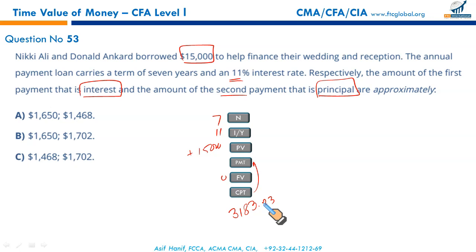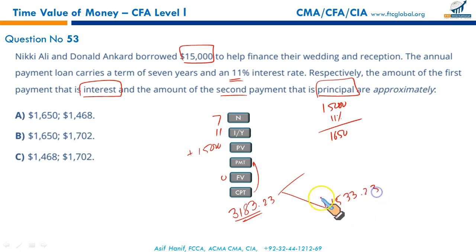Part of it is interest, part of it is principal. How do we split this interest and principal? Very simple. Take the principal balance at the beginning, 15,000, multiplied by 11%. The interest is 1,650. So the first payment that you make at the end of the year is 3,183.23. If 1,650 represents the interest part, the remaining should be the principal, that is 1,533.23. This is your principal, and this is your interest. If you just want to guess, you have to select either A or B, because 1,650 represents the interest part.